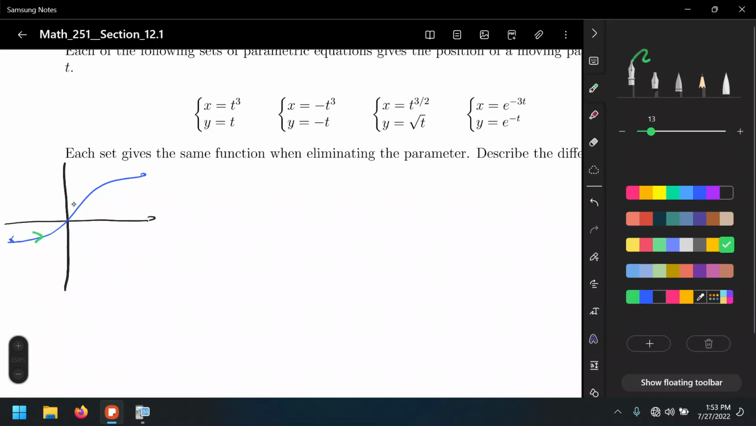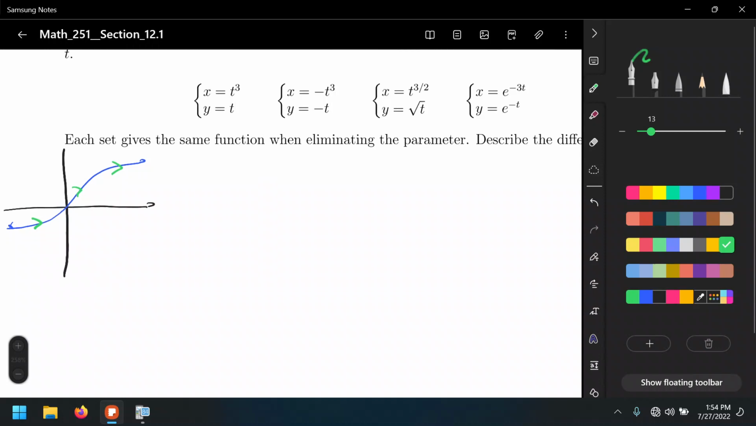And just indicate the direction with arrows like this. All right? So, well, let's eliminate the parameter to find out what's the function that is being described.